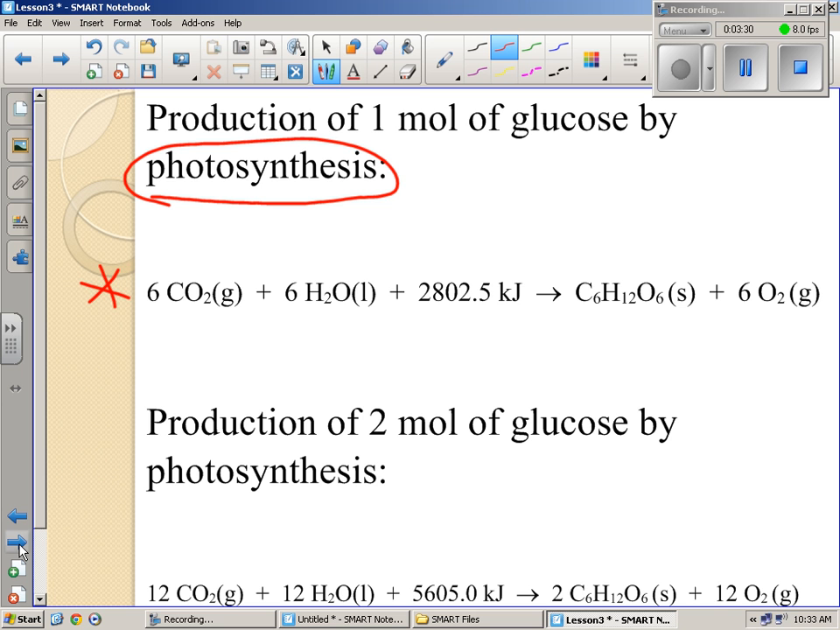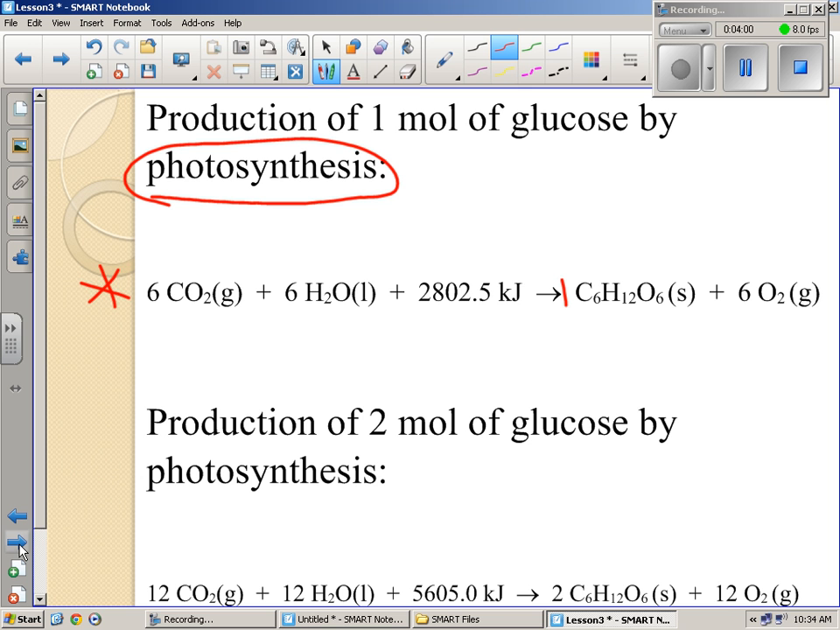So, for photosynthesis to take place, we need 6 carbon dioxides, 6 waters, balanced chemical equation. We need 2,802.5 kilojoules of energy, and that will give us 1 mole of glucose and 6 oxygens. Okay? And that's the balanced chemical equation. I'm telling you, that's what it is. Now, if you guys know this, okay, this is not a big shocker to you. We've talked about this. Guess what? I produced 1 mole of glucose in that question.